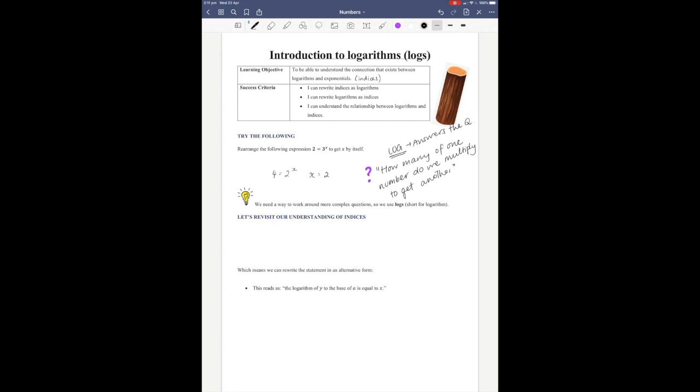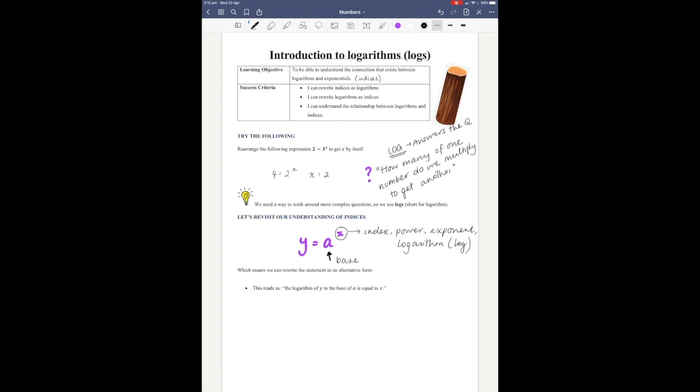So let's revisit our understanding of indices. I'm going to write here what we know, which is y equals a to the power of x. And we're just going to do a quick recap on how we label this particular statement. So we know that a is our base. And we know that x, we talk about it being our index. We refer to it as our power. And we even refer to it as an exponent. But now I'm going to call it something else. I'm actually going to call it a log or a logarithm.